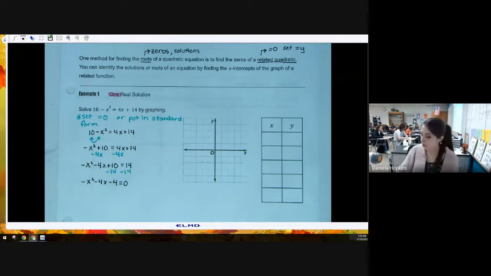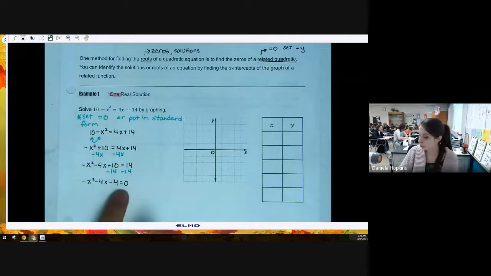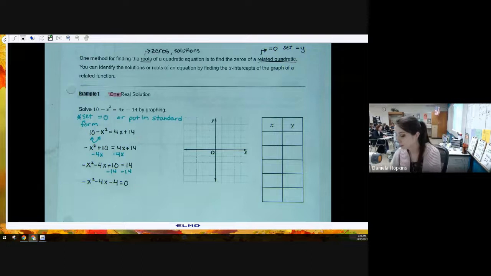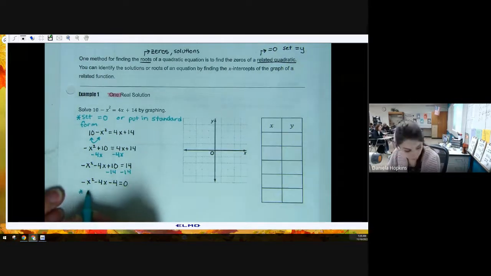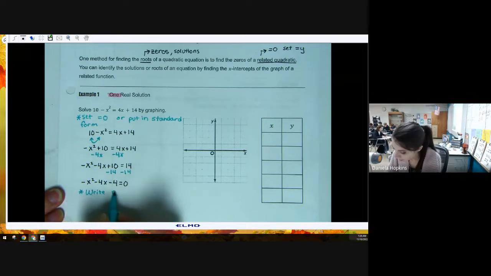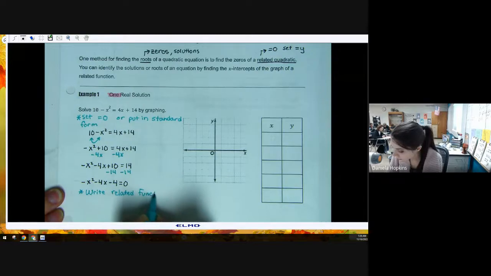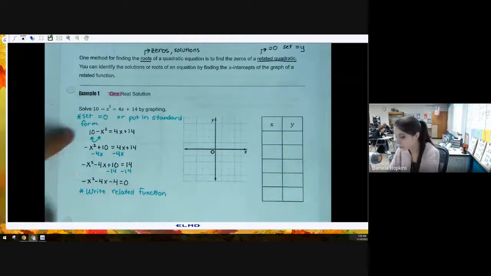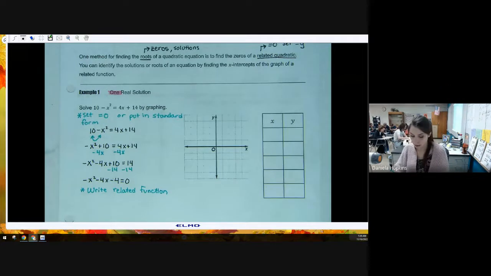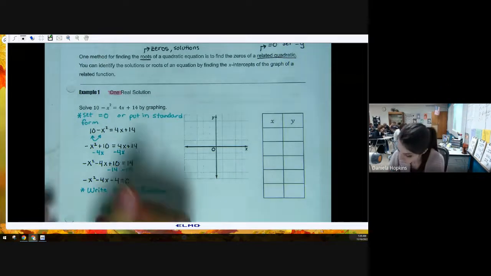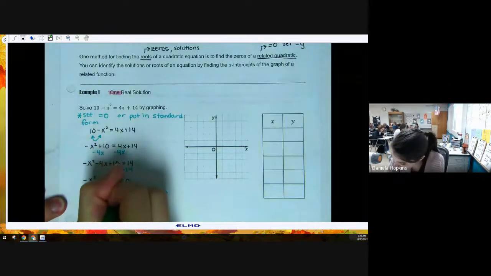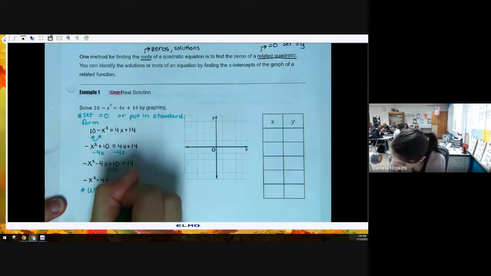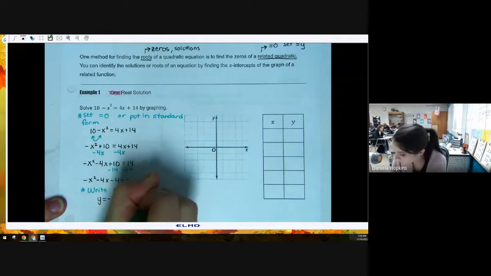All right, so I have this in standard form now. If I tried to graph this with equals 0, right, our calculator has equals y. So I'm going to write this as an explicit step. Write related function. But honestly, I expect that you guys can just do this in your head. Much like this, you don't need all those steps to do that, or many of you don't. So my related function would be y equals negative x squared minus 4x minus 4.